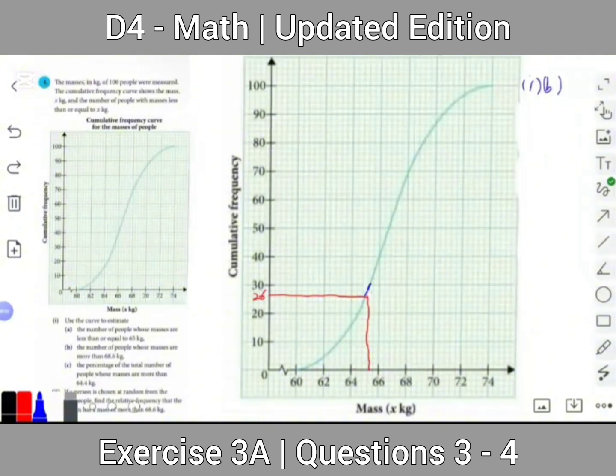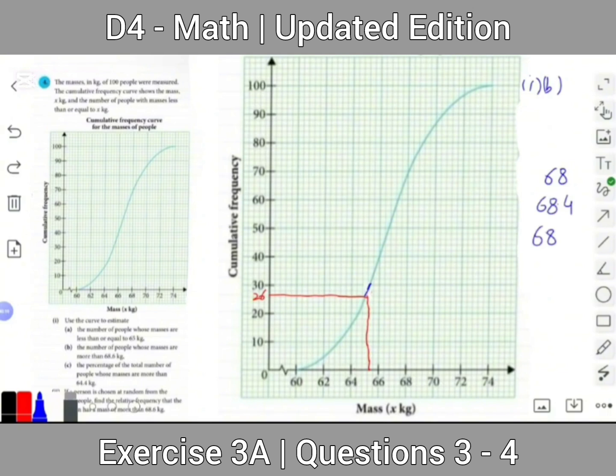Now for part 1b, we start from 68. Since each unit square is equal to 0.4 units, here we have 68.4. Now we have 68.8 and so on. Since we have to find the number of people whose masses are more than 68.6, we take 68.4 here on the second, 68.8. So we have 68, 68.4, 68.8.